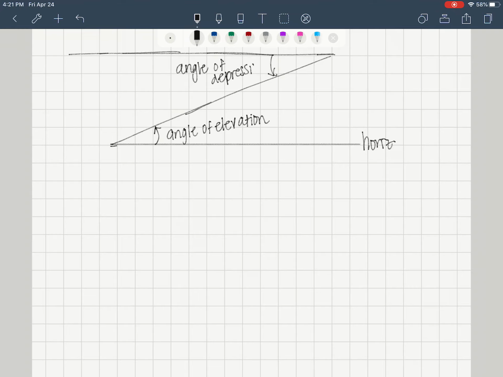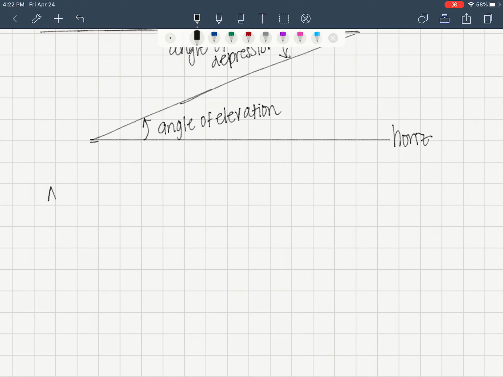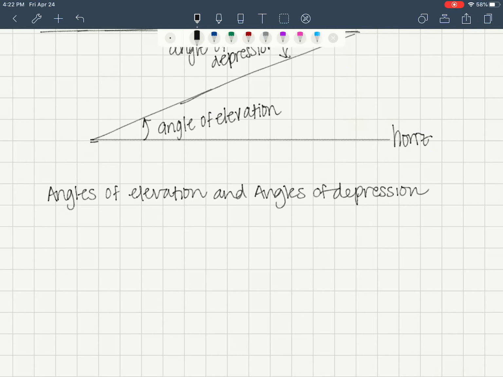So what's important to note here is that angles of elevation and angles of depression are always made, this is important, always, not sometimes, always made with the horizontal.